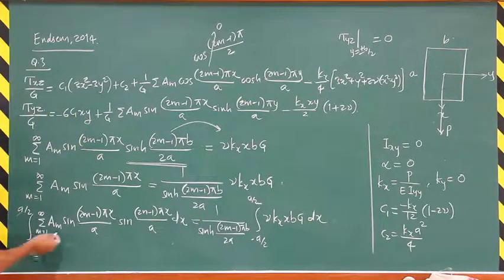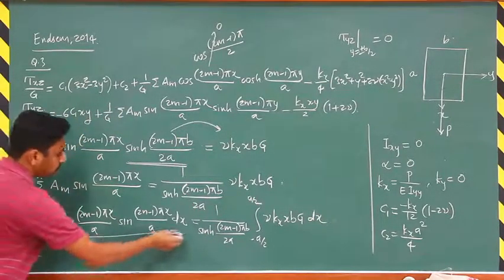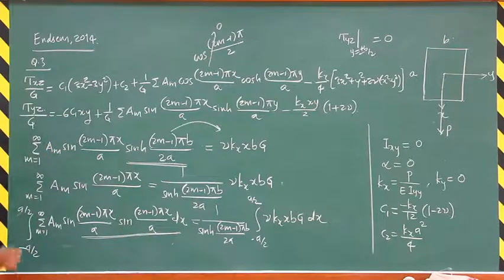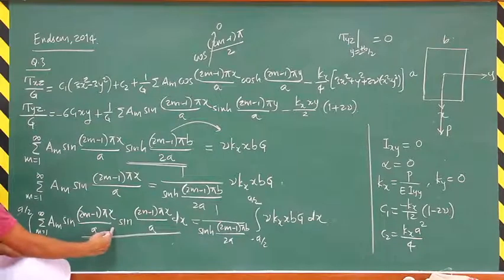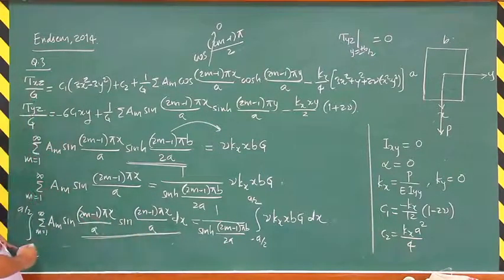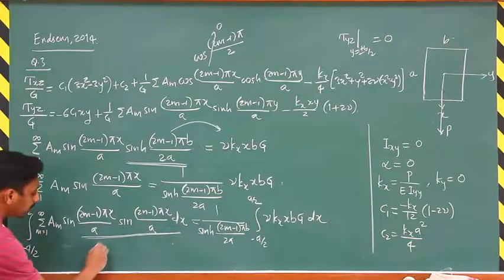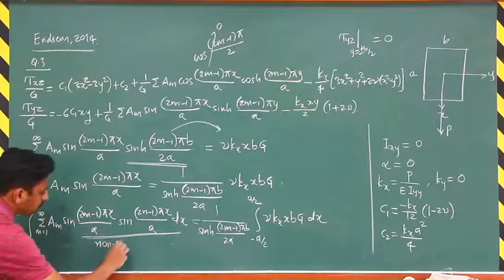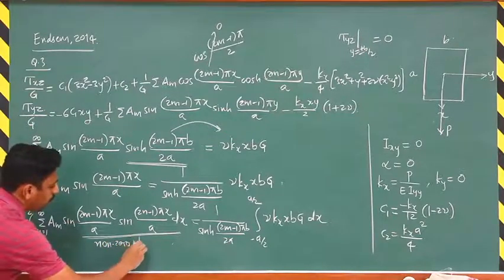Now we know, so this is the orthogonality relation for trigonometric functions. If we integrate this particular thing, we can think of this as a series multiplied with a certain term and integrated over minus a by 2 to a by 2. So this is non-zero when m is equal to n.